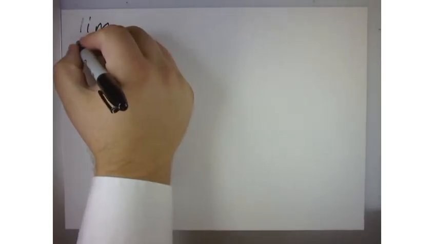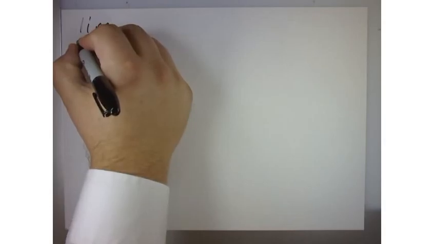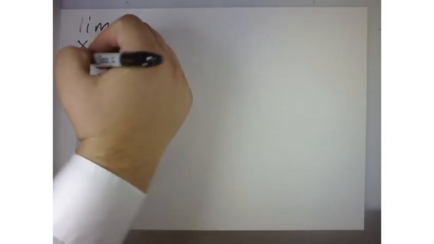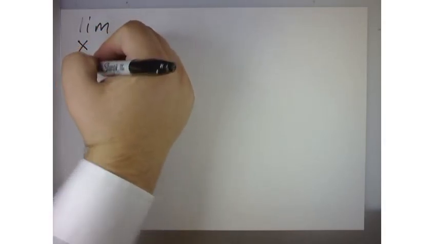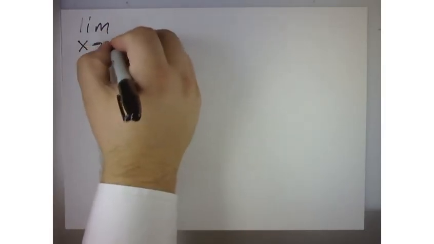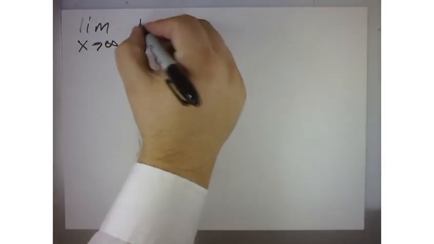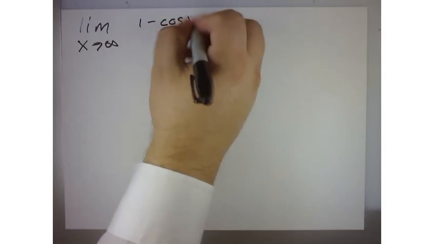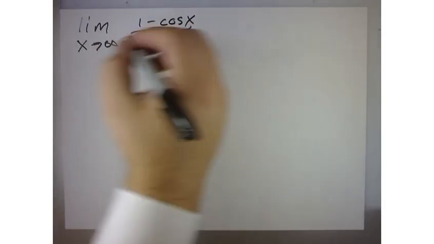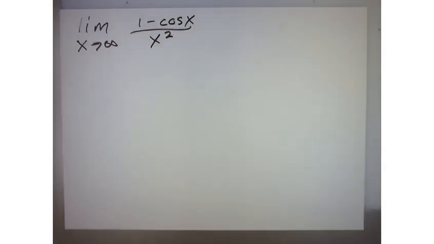So if I take the limit as x approaches infinity of 1 minus cosine of x all over x squared. It says use the sandwich theorem.